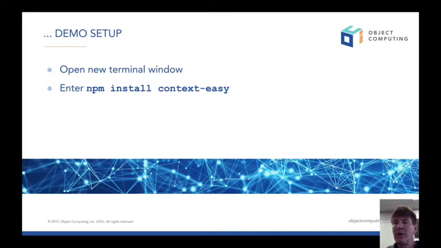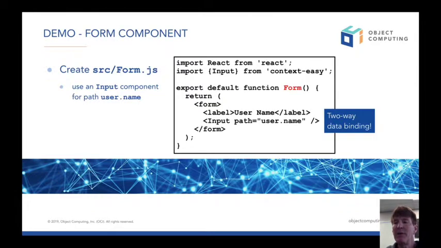Now open a new terminal and install Context Easy by entering npm install context-easy. Implement a form component by creating the file source/form.js. Use an input component with the path user.name as shown here. Notice how simple this component is. We are getting two-way binding between the input and the context state very easily.